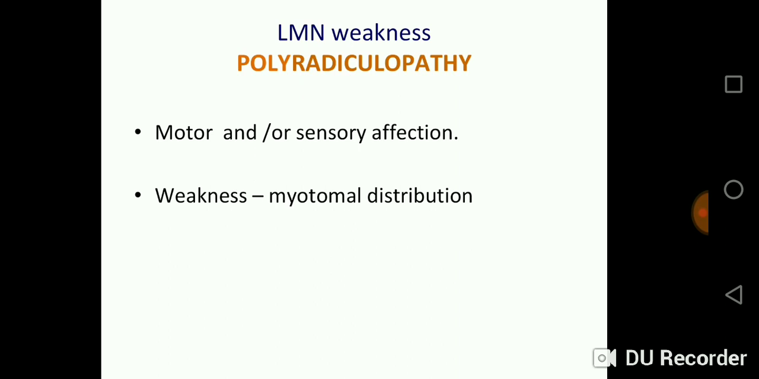Polyradiculopathy is characterized by motor and sensory affection. Here, the weakness occurs in myotomal distribution.